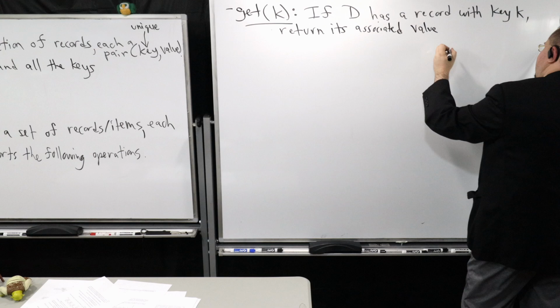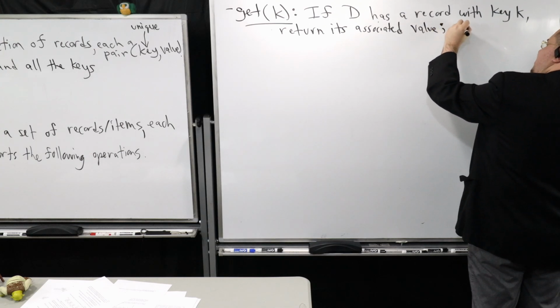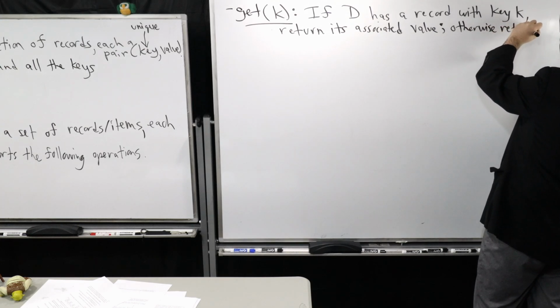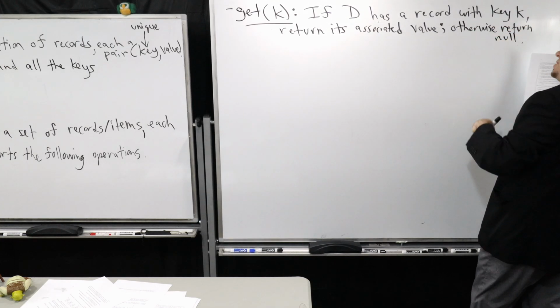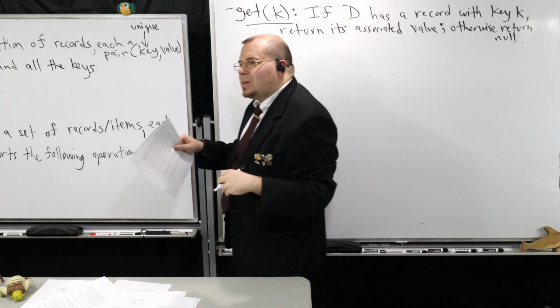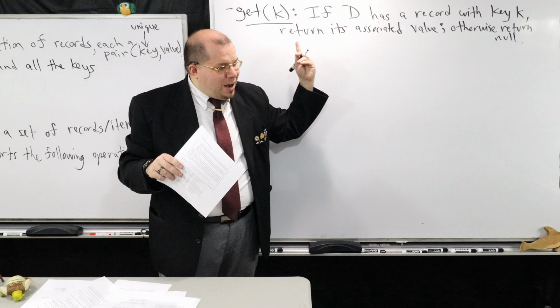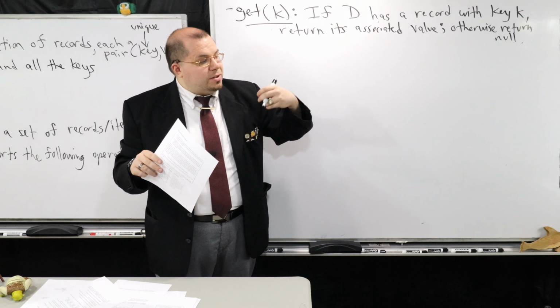Its associated value. Otherwise, return null. So it's just a search function. That's all it is. I give you a key that I want to find. If it's successful, it will return the value or data.